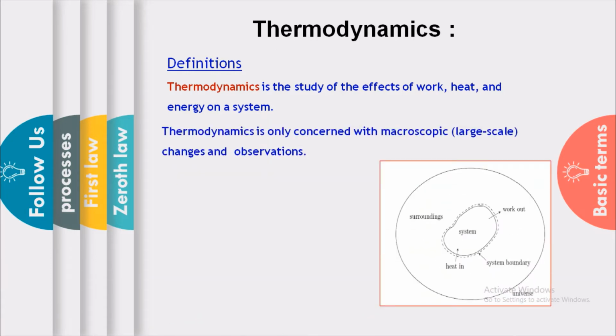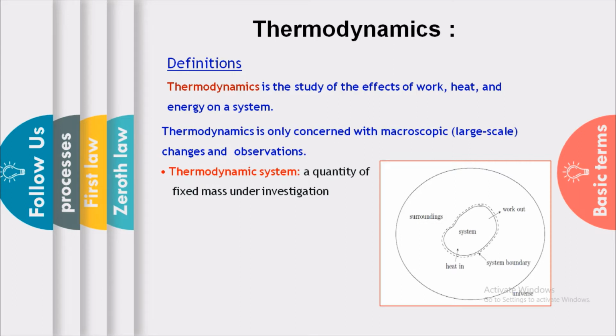Now let us have a look at this diagram. A thermodynamic system is defined as a quantity of matter of a fixed mass and identity upon which attention is focused for study. In simple words, a system is whatever we want to study. A system could be as simple as a gas in a cylinder or as complex as a nuclear power plant.